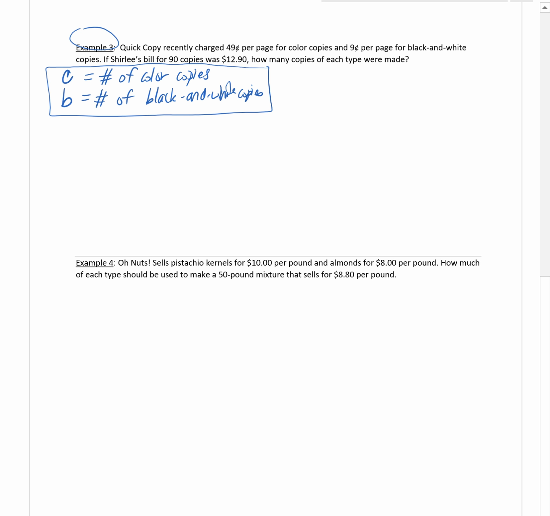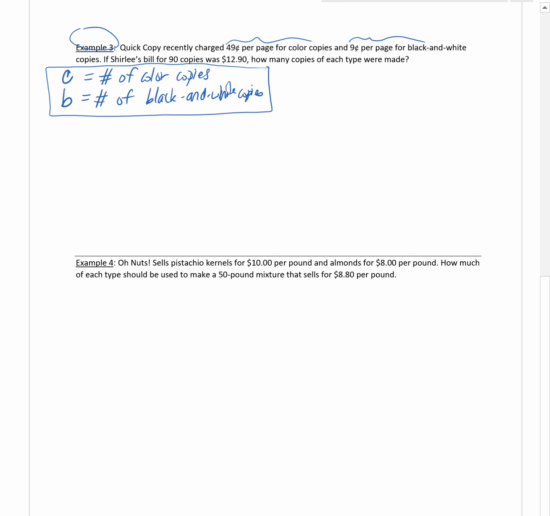So okay, they said, so they charged 49 cents per page for color copies. Okay, I'm not sure what to do with that yet. 9 cents per page for black and white copies. All right, I think that'll have something to do with the cost. Shirley's bill for 90 copies was $12.90. How many copies did she make?